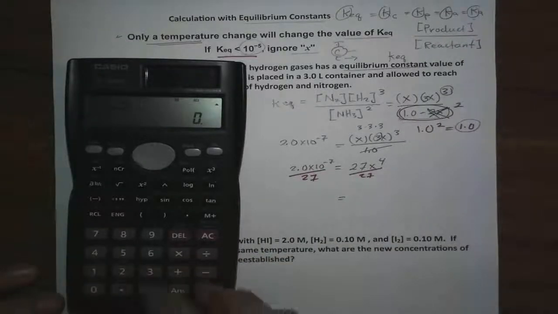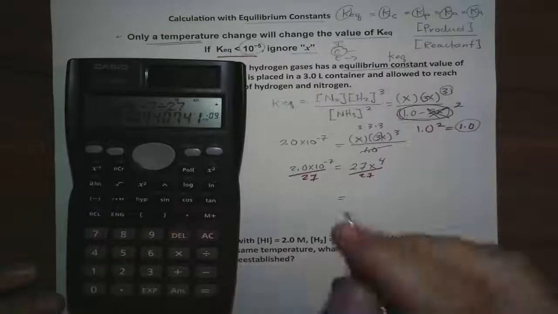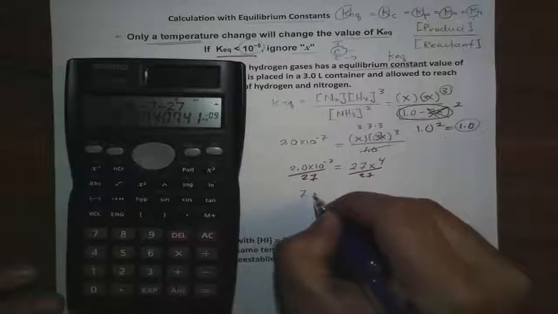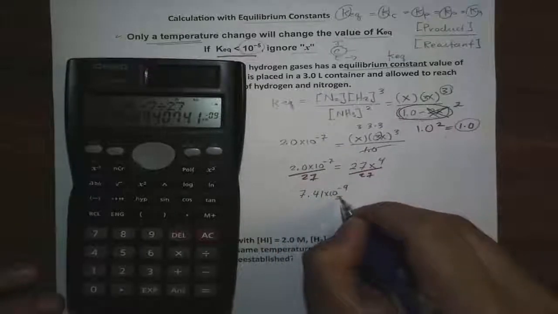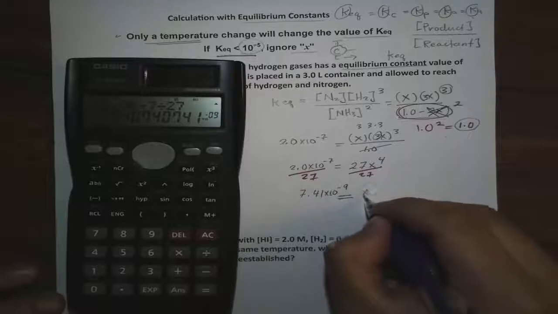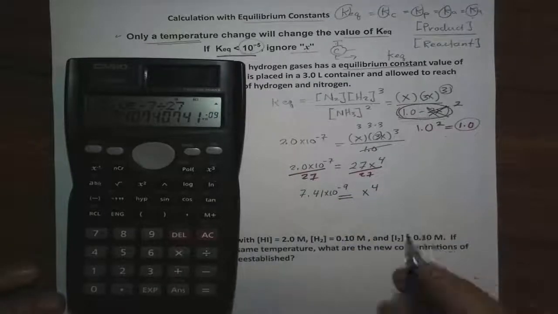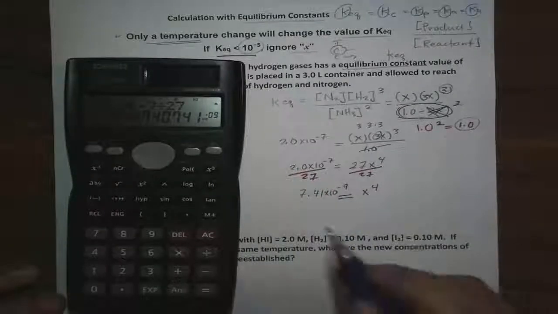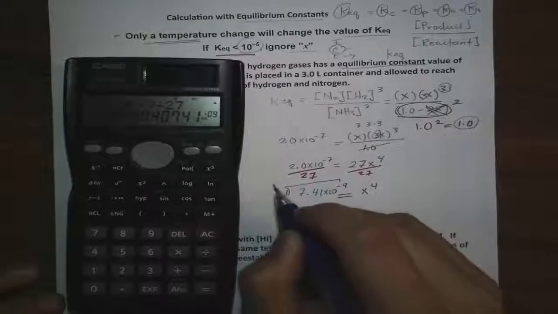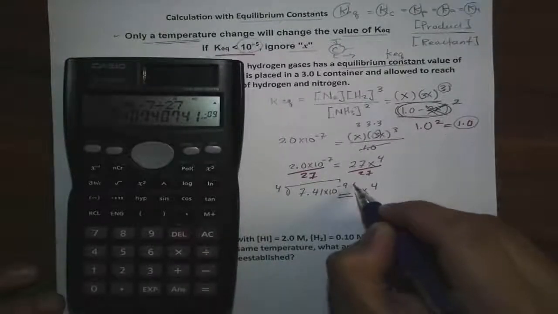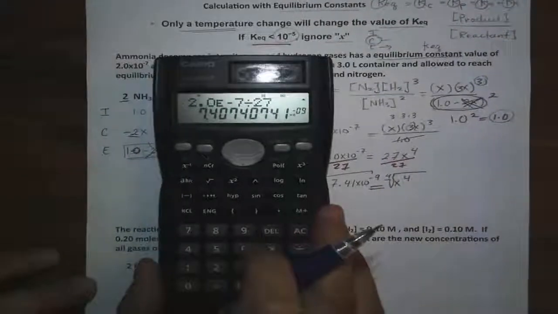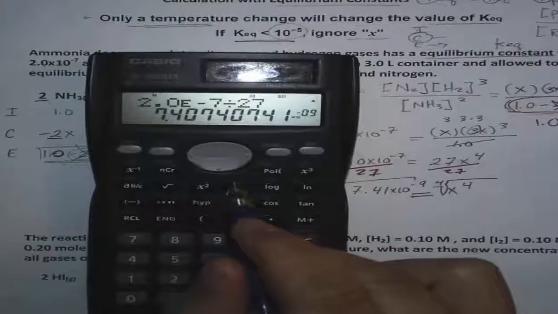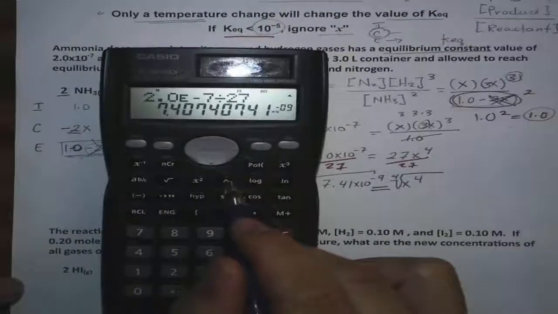2.0 exp -7 divided by 27 gives us 7.41 times 10 to the -9, and that is equal to x to the 4th. And how do you get rid of this x to the 4th power? Very easy. We take the fourth root of both sides, the 4th root of x to the 4th right there. And the function in the calculator is right here.